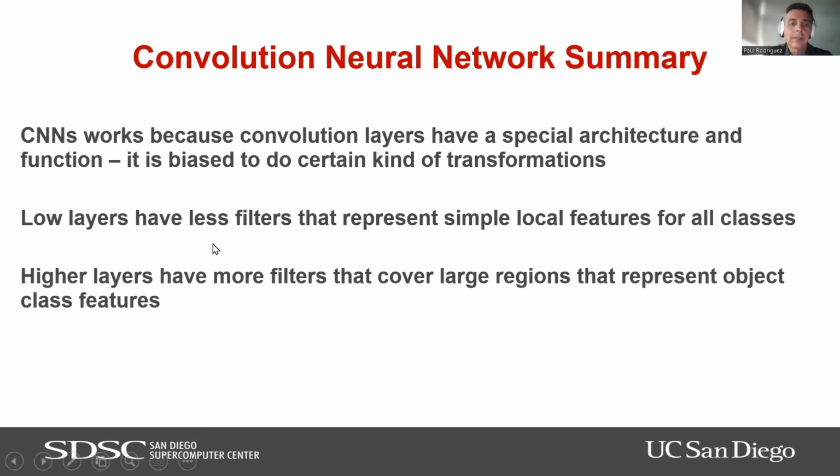The lower layers have fewer filters, and again, this is a heuristic thing. You'll see that your lower layers will have fewer filters, representing simple local features for all classes. In your higher layers, you tend to have more filters, and each filter is going to cover a larger region of the input space and represent object class features.